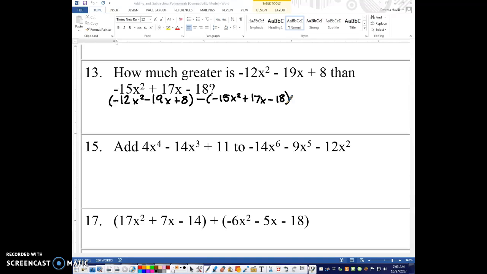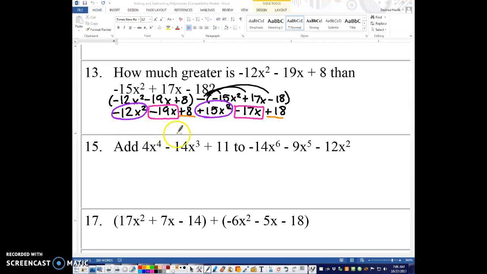Now let's rewrite this without parentheses. Negative 12x squared minus 19x plus 8. Remember, this negative makes that a positive 15x squared minus 17x plus 18. Okay? Now we combine like terms. X squared family, x family, and number family.